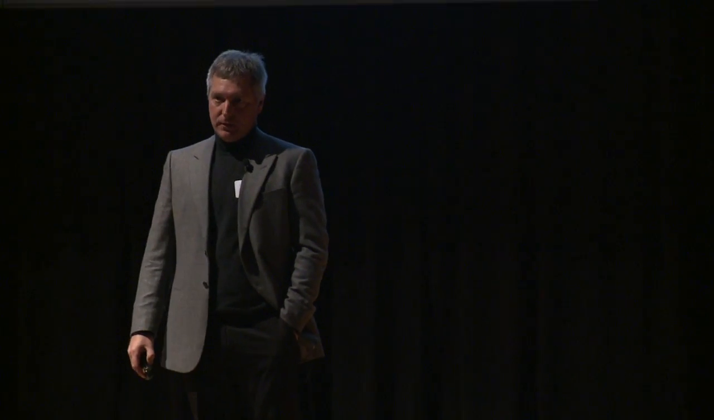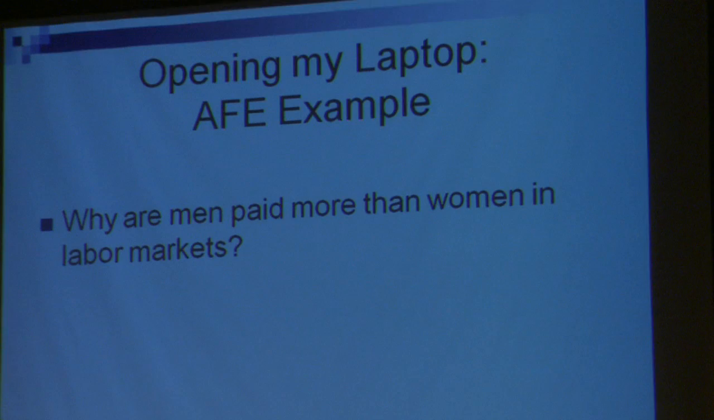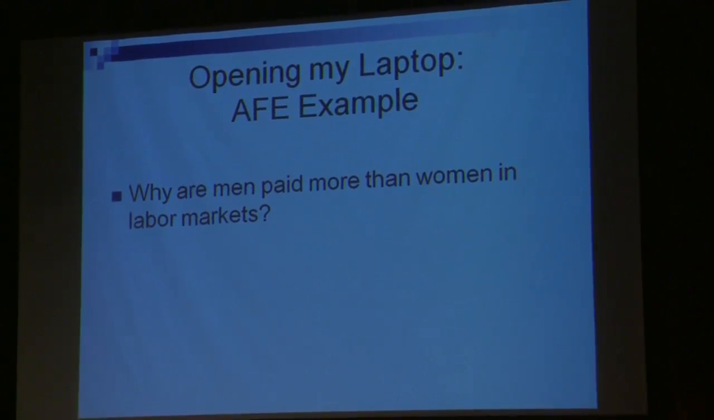Okay, so let's go to an example of an artifactual field experiment and ask the question, why are men paid more money than women in labor markets? Okay, you might first step back and say, well, what is the evidence for that claim? Let's first of all establish that men are indeed paid more than women.